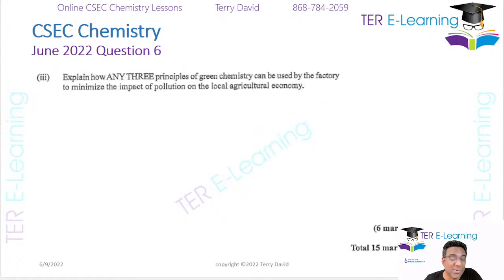Now, this part here is 6 marks. So I suspect a lot of people would have gotten problems with this. One, if you didn't study it at all, then you're going to have issues. And worse yet, the question is asking me to explain how any of the three principles of green chemistry can be used by the factory to minimize the impact of pollution on the local agricultural economy.